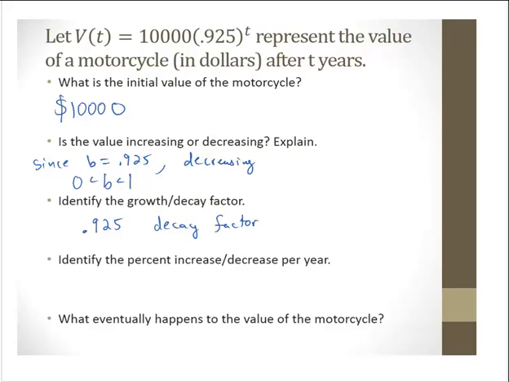All right, so identify the percent increase or decrease per year. We know it's a percent decrease. Now 0.925, if we think of the base as being 1 minus r, solving for r, we find that r is equal to 0.075. So what is that telling us? That's a 7.5% decrease per year.